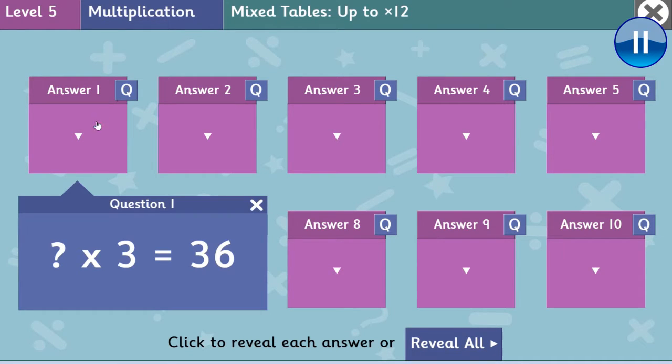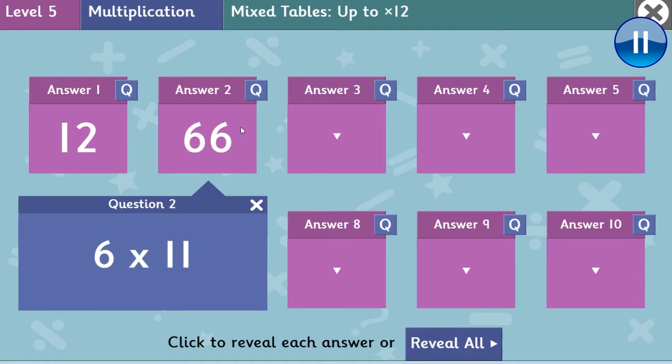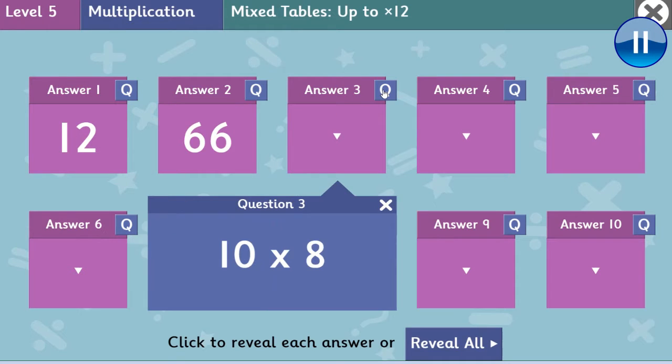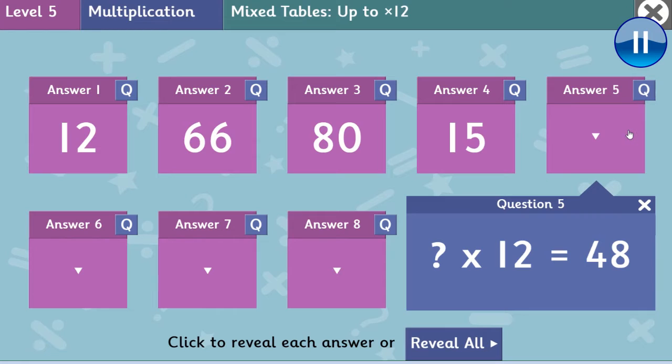Question 1. The missing number here should be 12. 12 times 3 is 36. Question 2. 6 times 11 is 66. Question 3. 10 times 8, easy, 80. Question 4. 3 times 5 gives us 15. Question 5. Something times 12 equals 48. Well done. 4 times 12 is 48.